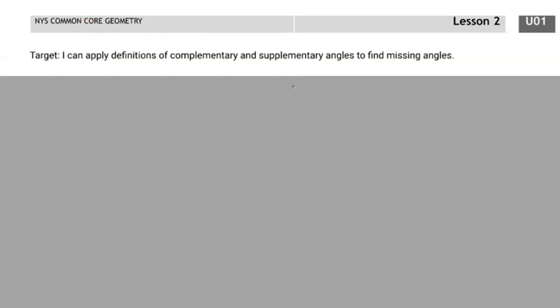The first thing that we have to do is take a look at the learning target. In this case, it's applying definitions of complementary and supplementary angles to find missing angles. So that gives you a little bit of a clue. We're going to be finding missing angles, doing a little bit of algebra.